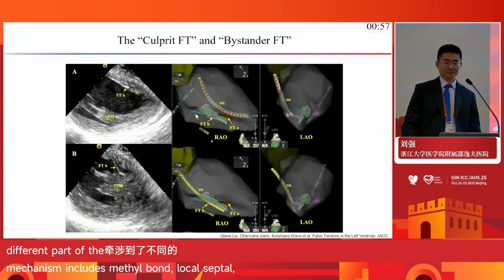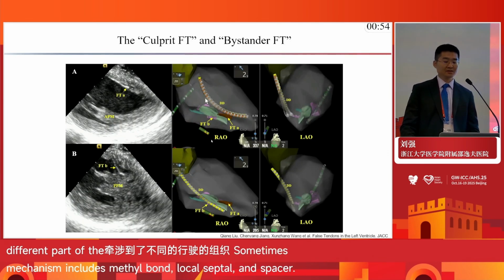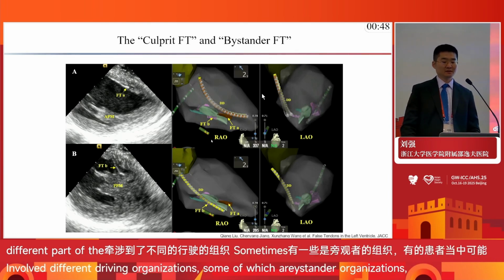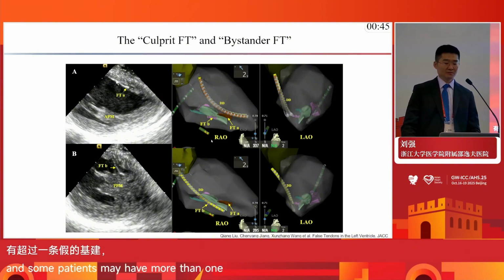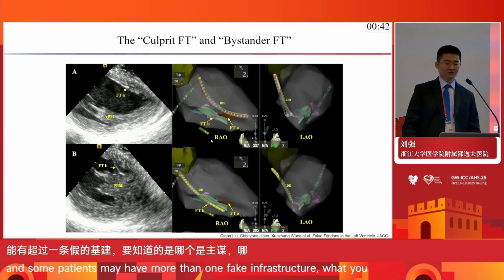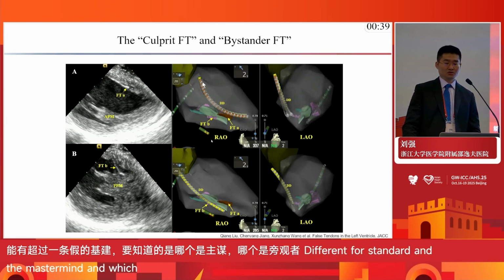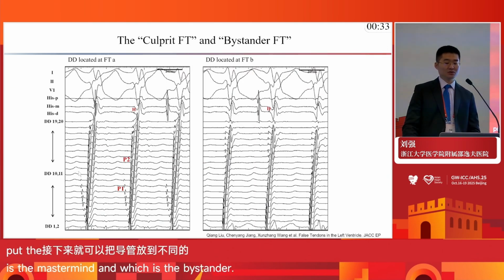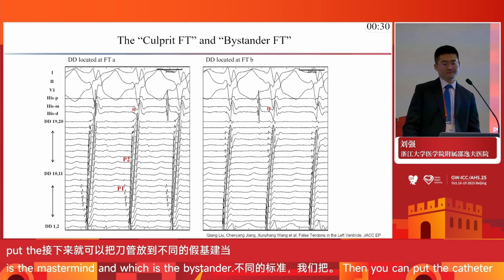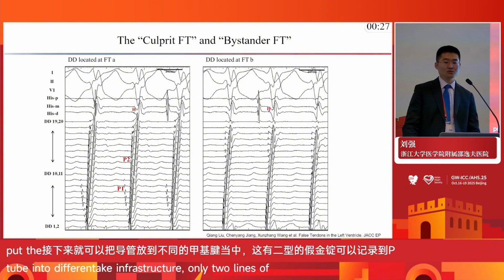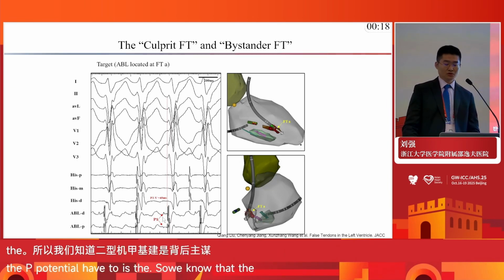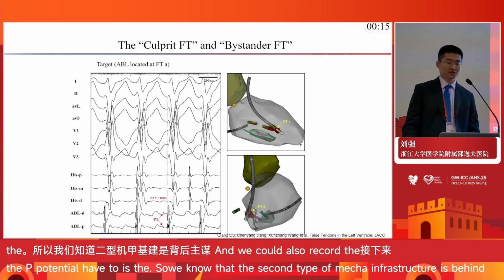fascicle is a bystander. In some patients, there may be more than one false tendon, so it is very important to know which one is the culprit. In this patient with a type 2 and a type 1 false tendon, we put the duodecapolar catheter on the two different false tendons. The type 2 false tendon could record the P1 potential, so we know the type 2 is the culprit false tendon. Then we put the ablation catheter on the type 2 false tendon, and we could also record the P1 potential from the ablation catheter.